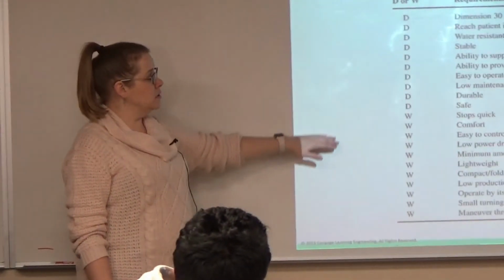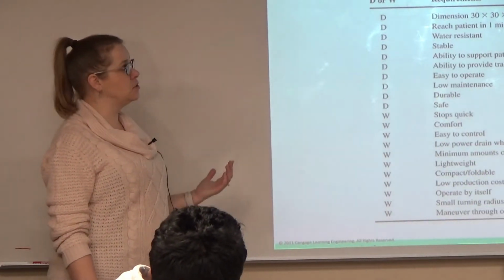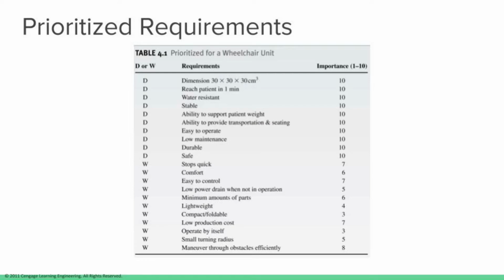This is an example of a way to do that. You prioritize your requirements. So D or W would be demand or wish. So D, these are all binary. They have to be part of the solution or it's not a valid solution. Wishes are things that they want in there or they would like to be in there, but they have more of a scale.